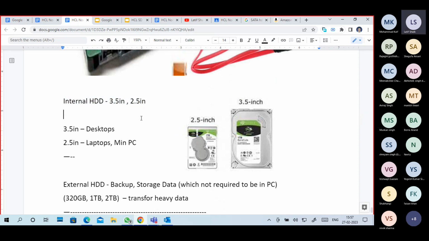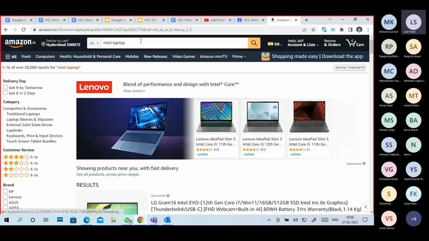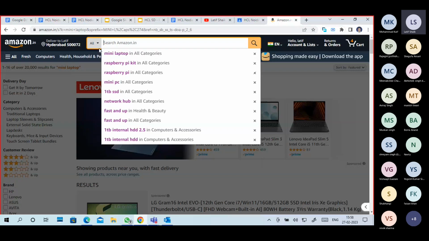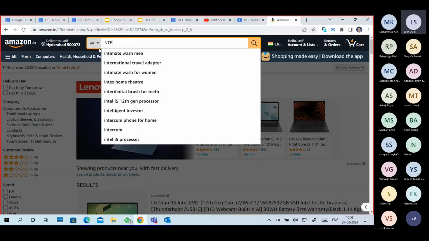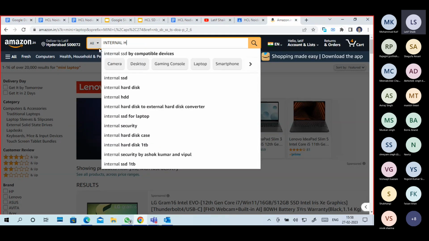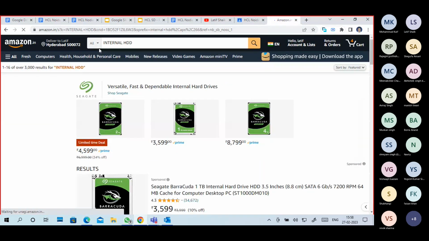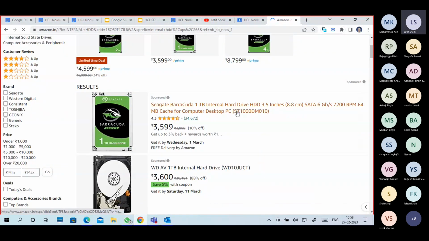Internally, we have a hard disk. You want to buy an internal hard disk. Simple. You go to Amazon and type internal hard disk. Then you get some hard disks. You look at one, it is very cheap at 3,599, and you purchase it.